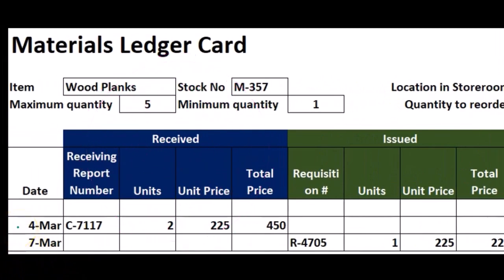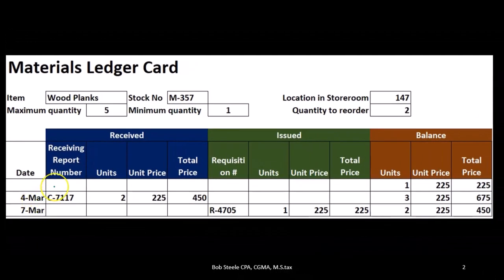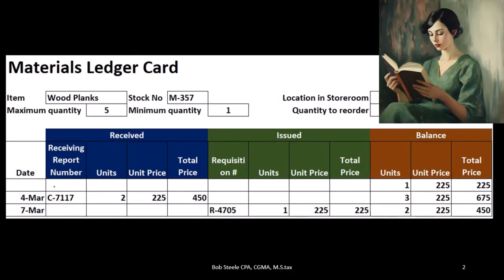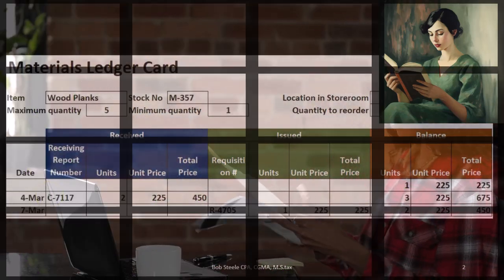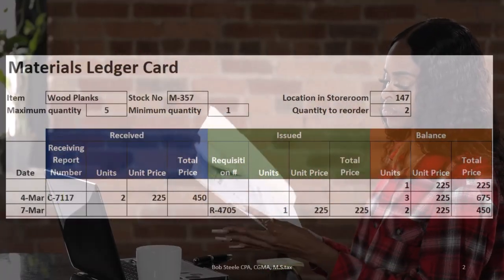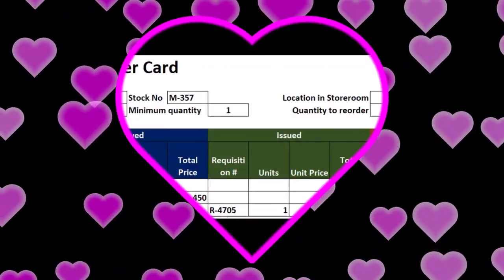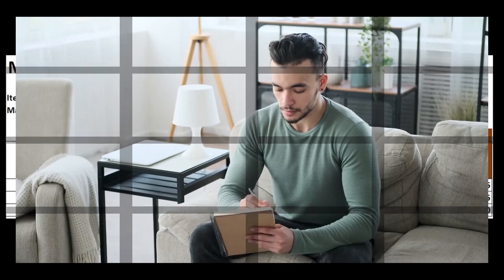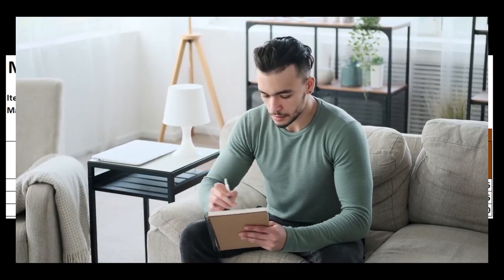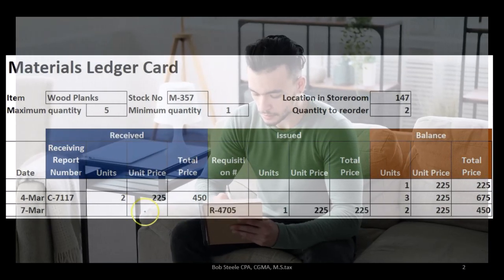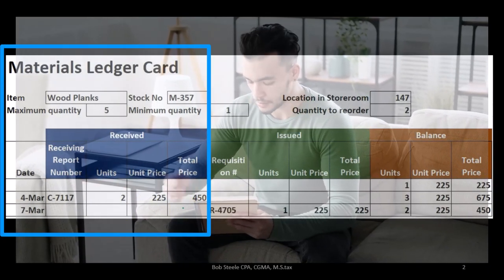For example, on March 4th, we said we had received. So we have a receiving report, and this is going to be the documentation we might use in a large company to tie this out to the receiving report. In other words, this came from a receiving report. The warehouse would have received this information, counted it. We have then the receiving report, two units, and then the unit price, 225, and the total price is the two units times the 225, or 450.